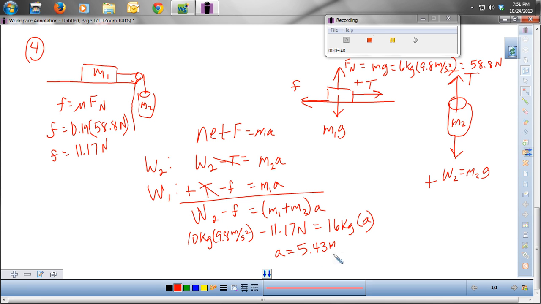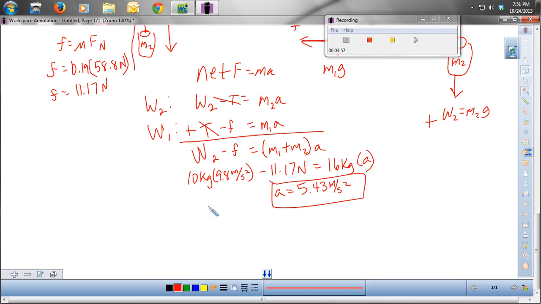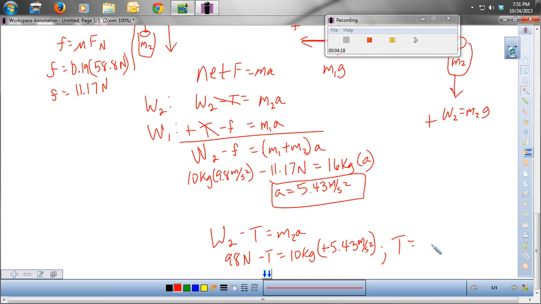And it came out to be positive, so that means that the system is indeed moving in this direction, because that's how I defined positive. Then they want me to find the tension. So I'm going to go back to W2 minus T equals M2A. It doesn't matter which one you pick. 98 newtons was weight 2. Tension is what I'm looking for. Mass 2 was 10 kilograms. Acceleration was a positive 5.43 meters per second squared. So when I solved for my tension, I got tension to be 43.73 newtons.